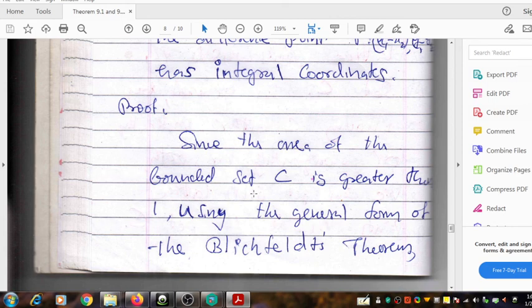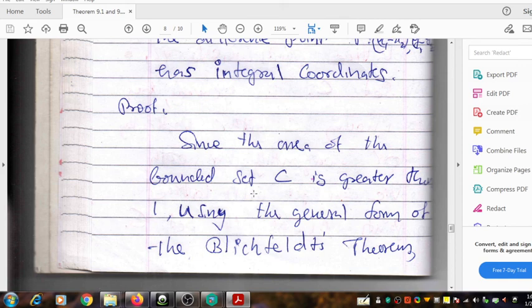The theorem states that a bounded set of points C with an area A can be translated in the plane so as to cover a number of lattice points greater than A. So this is the general form of the Birch-Fields theorem.